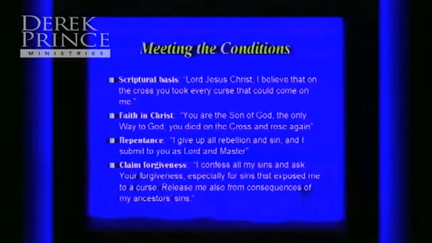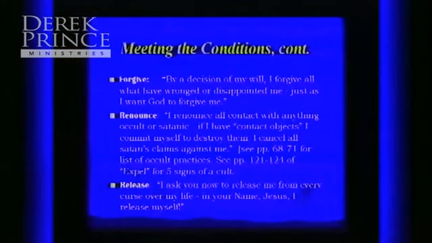Claiming forgiveness: I confess all my sins and ask your forgiveness, especially for sins that expose me to a curse. Release me also from the consequences of my ancestors' sins. I am amazed as I have looked into my family background, both sides, at the Masonic influences that I have found and others I don't want to mention that have at least exposed me to a curse. And then forgive by a decision of my will.